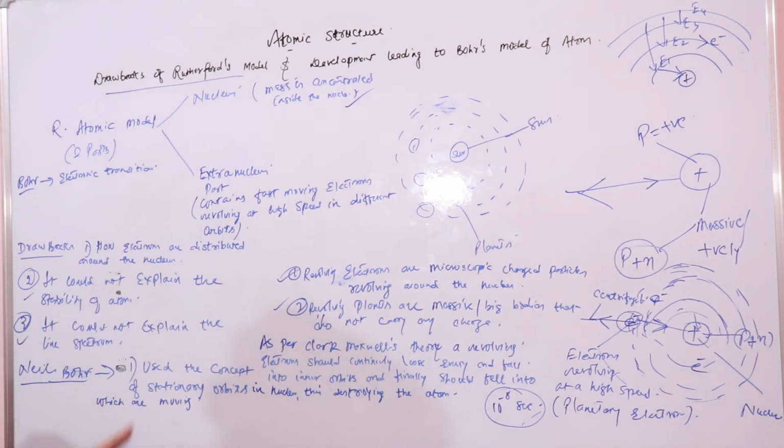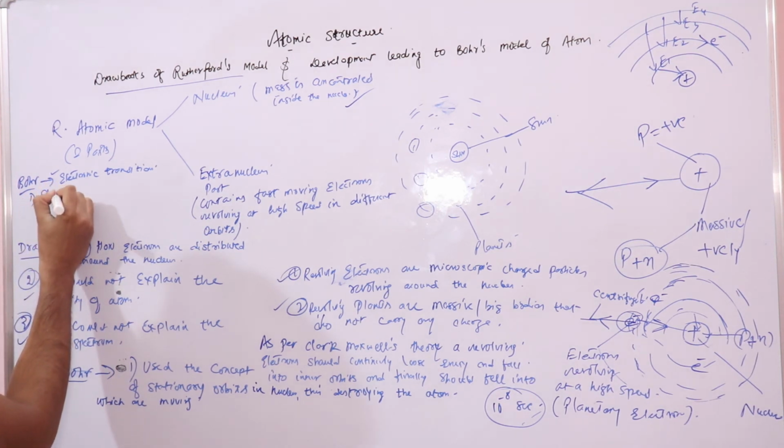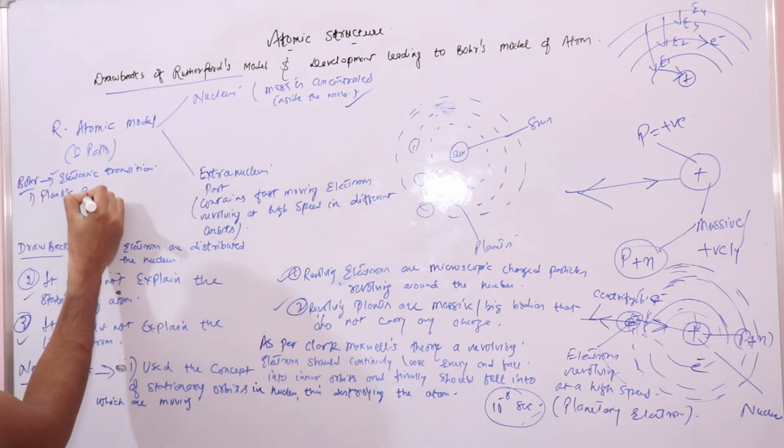So the first thing that was used by Bohr was the concept of stationary orbits in which electrons are moving. The second was electronic transition, right? These were the two major things that were used by Niels Bohr, and he explained his atomic model based on Planck's quantum theory.